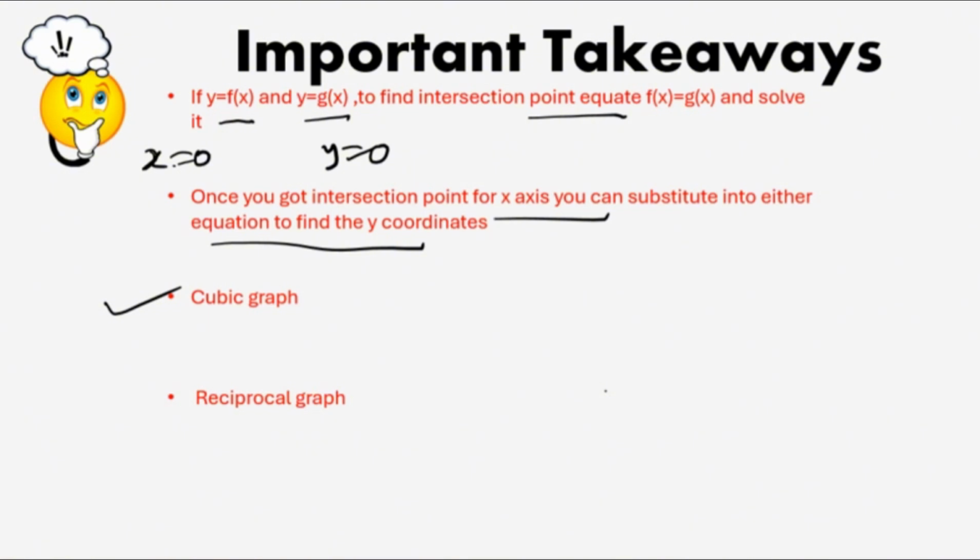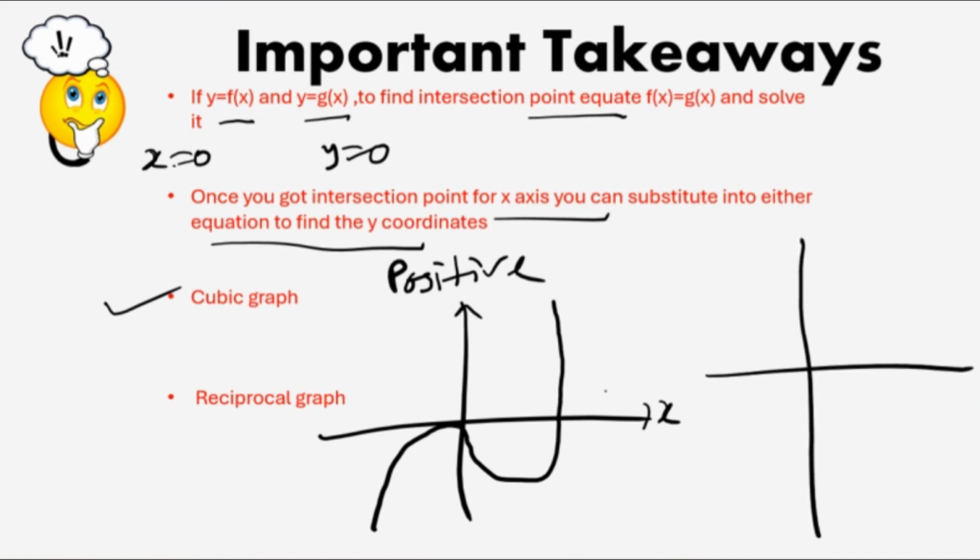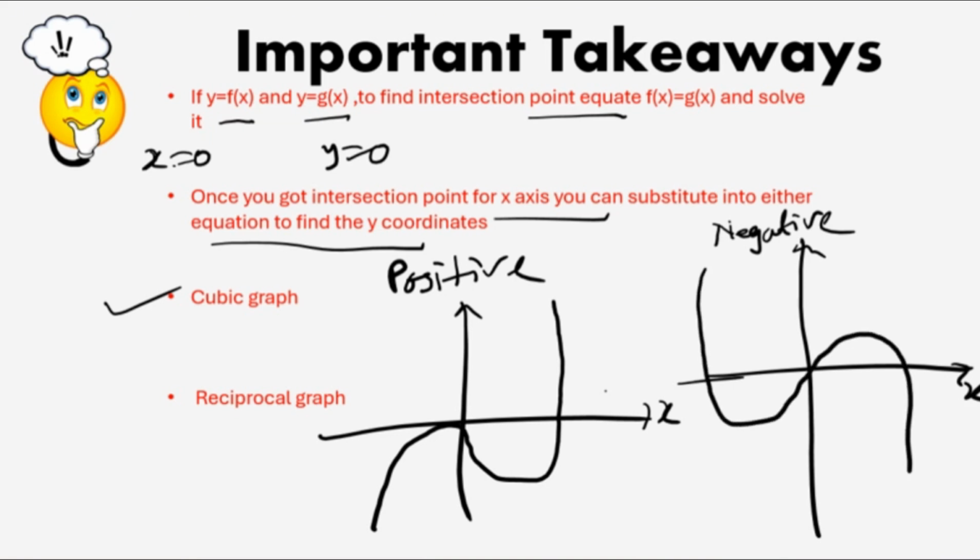Now cubic graph. So how will the cubic graph look like? So the positive cubic graph starts from the positive x side and then goes to the negative side. And if it is a negative cubic graph, then it starts from the negative x side and goes towards the positive.